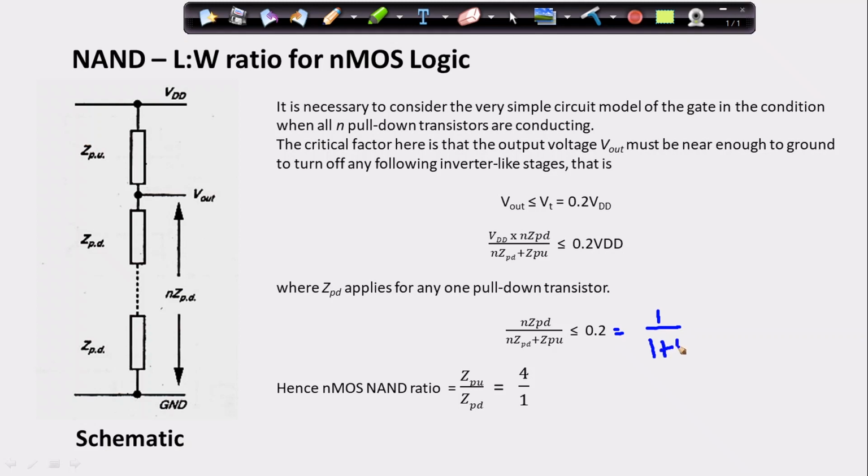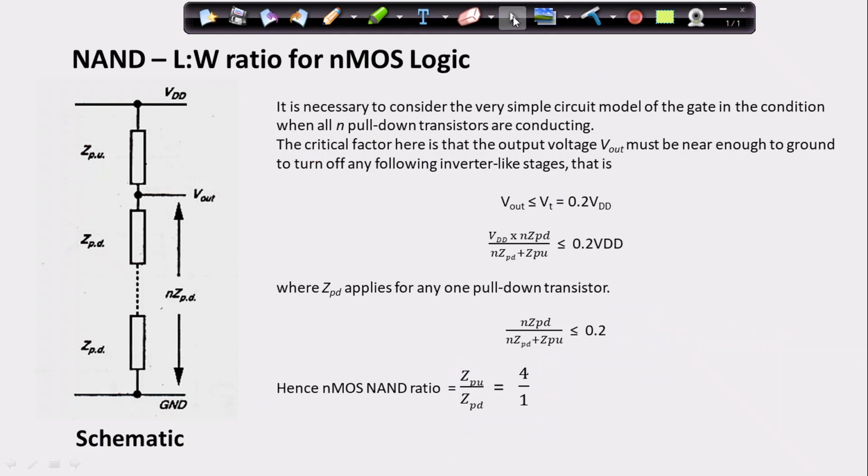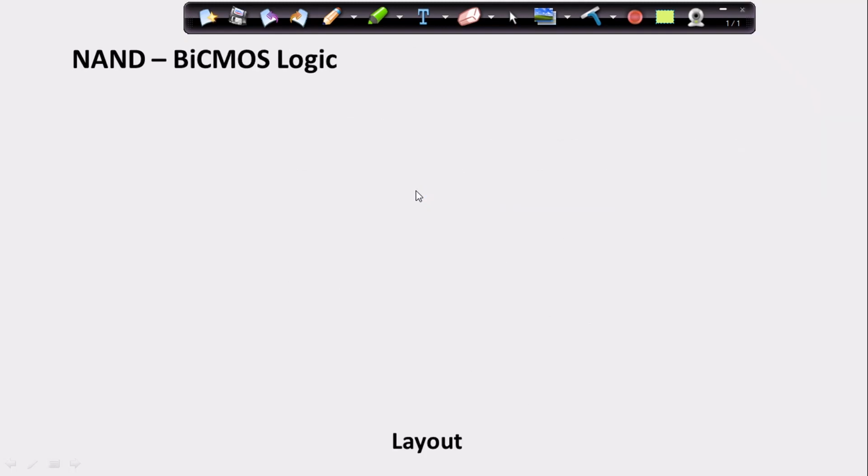That means if I am having this, that will result in 1 by 5. So that is going to give me 0.2 volt. So if I take my Z pull up as 4, then I can achieve this particular voltage or value. That is why our Z pull up by Z pull down ratio should be 4:1. That is why our Z pull up region is 4:1, and then here it is going to be 1:2. Okay, so this is how we are going to calculate in terms of NAND gate logic.